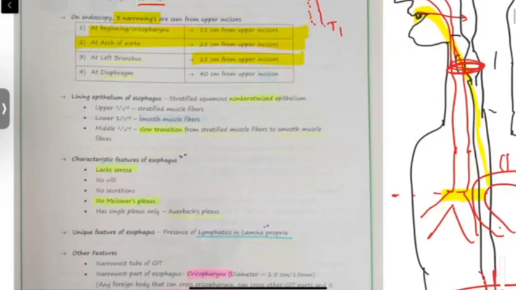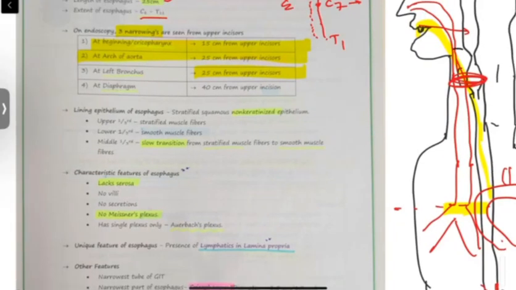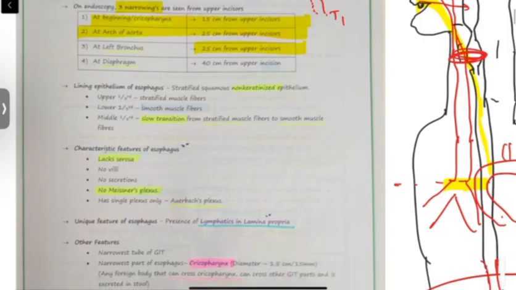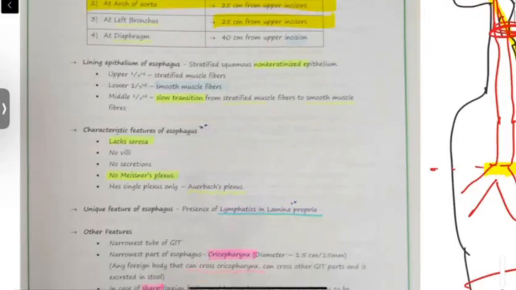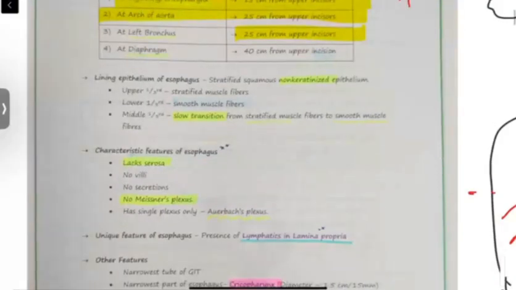Okay, so this we need while doing endoscopy. These will be helpful. After passing the first narrowing, we will know we have passed 15 centimeters. After the second narrowing, we will know we have passed 25 centimeters. After the third, we will know that we are entering the abdominal cavity. We have passed the thoracic cavity, or we have passed through the diaphragm. So these serve as the levels. This is the most asked question usually in case of esophagus.